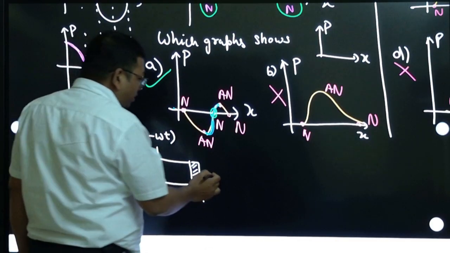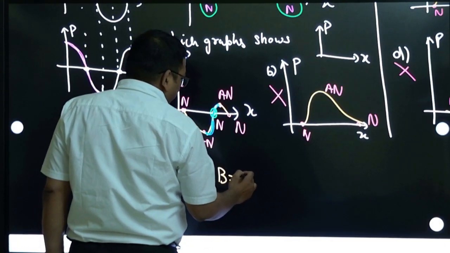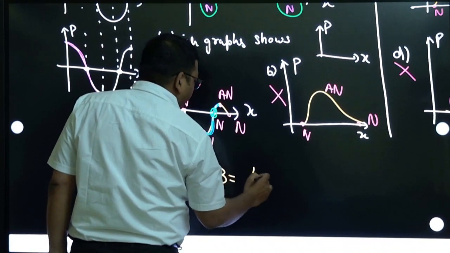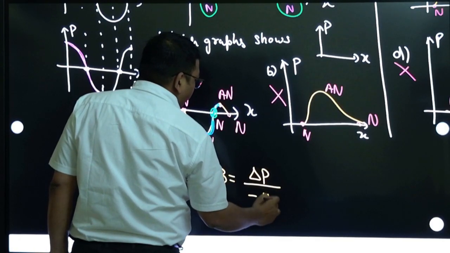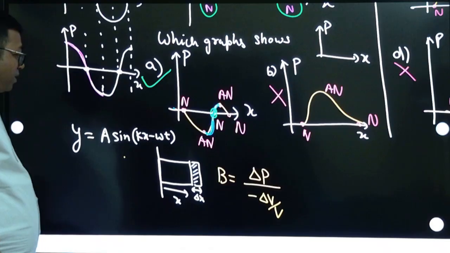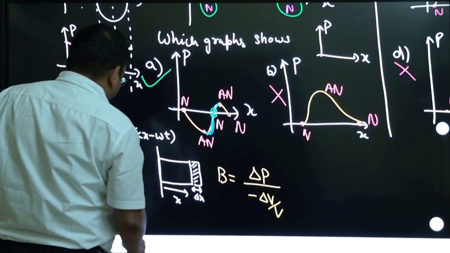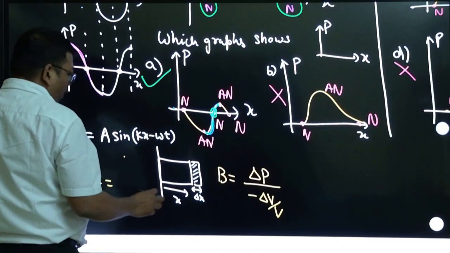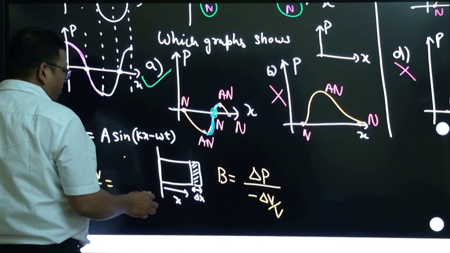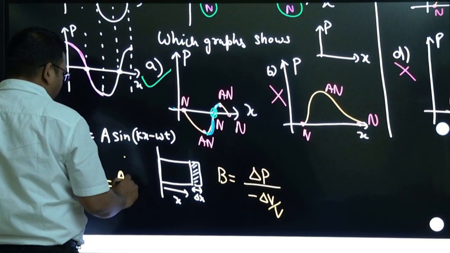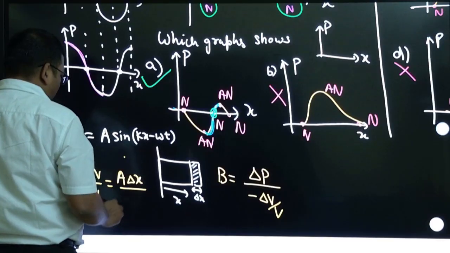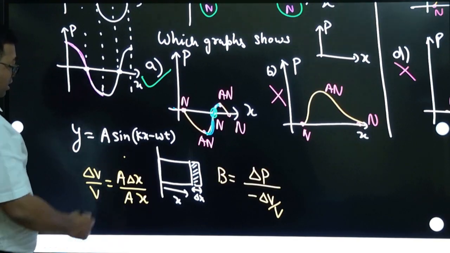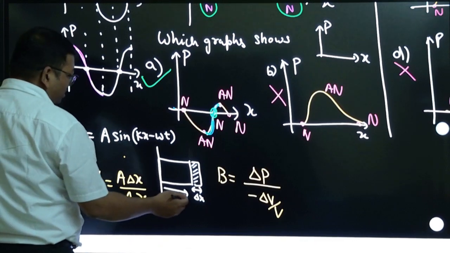If you remember, bulk modulus we have defined: bulk modulus is minus delta p, the pressure change, divided by minus delta v by v. This is how we have written that. And what is delta v by v? Delta v by v is the change of volume, that means area into delta x divided by the original volume, area into x. So this delta x is like the displacement.